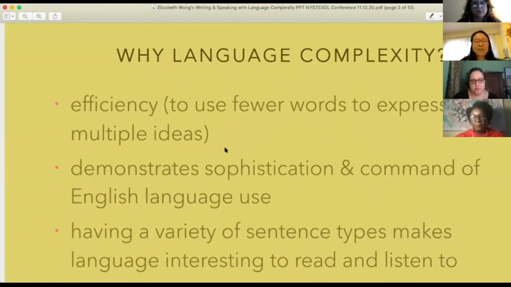So there are 3 points that I just want to make about why language complexity is important. First, efficiency is very important. Using fewer words to express multiple ideas becomes very important as the students move up in the grades. The second point is that when we use complex sentences in our speaking or our writing, it demonstrates sophistication and a command of the English language. And finally, having a variety of sentence types, such as simple, expanded, compound, and complex, just makes language interesting to read and listen to.